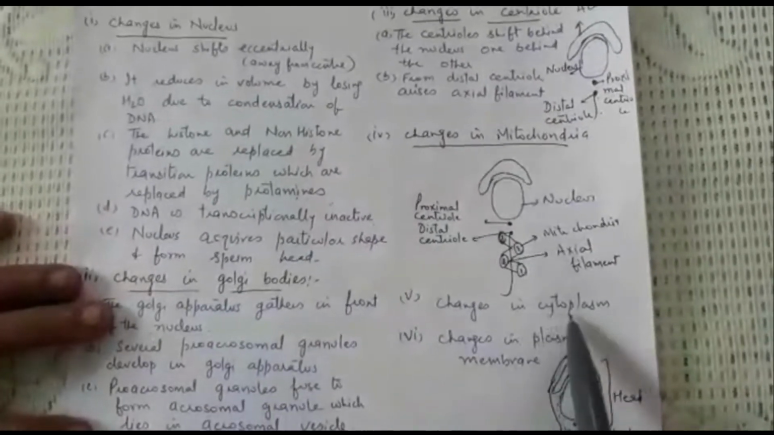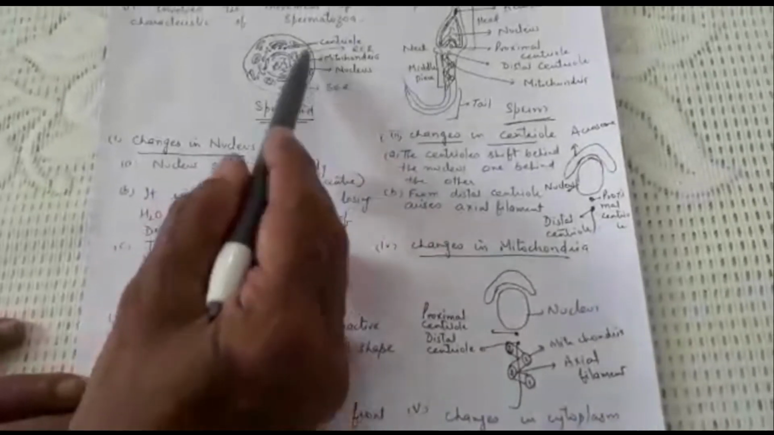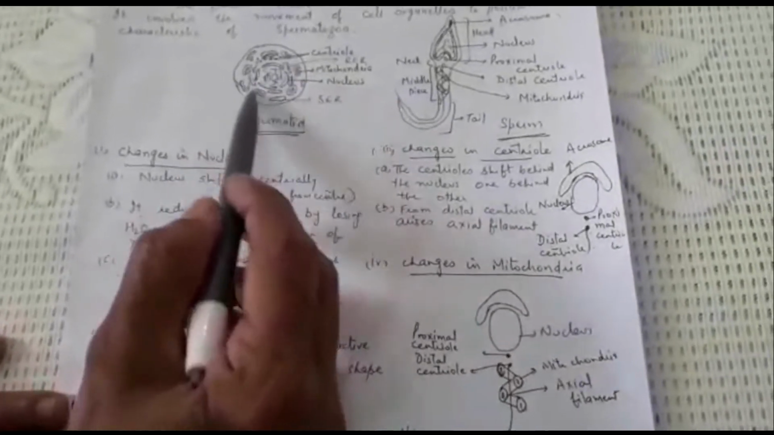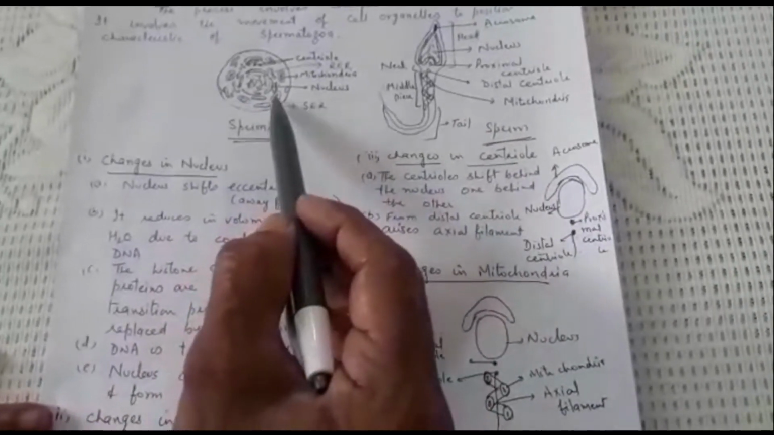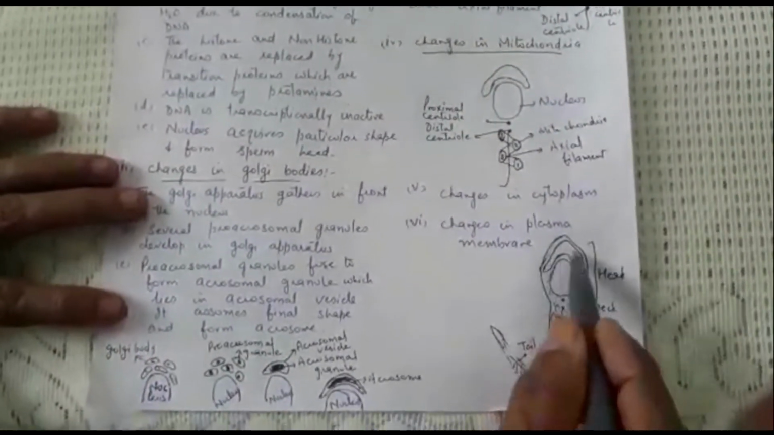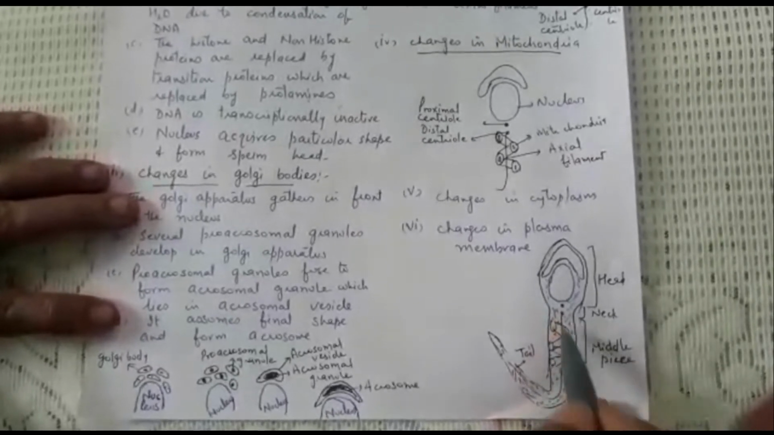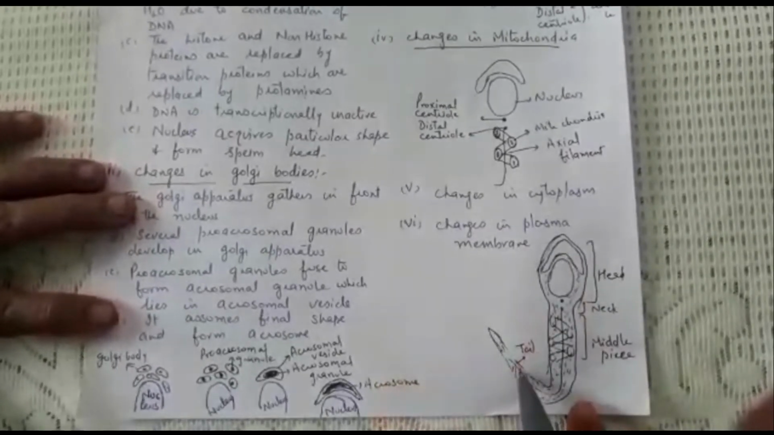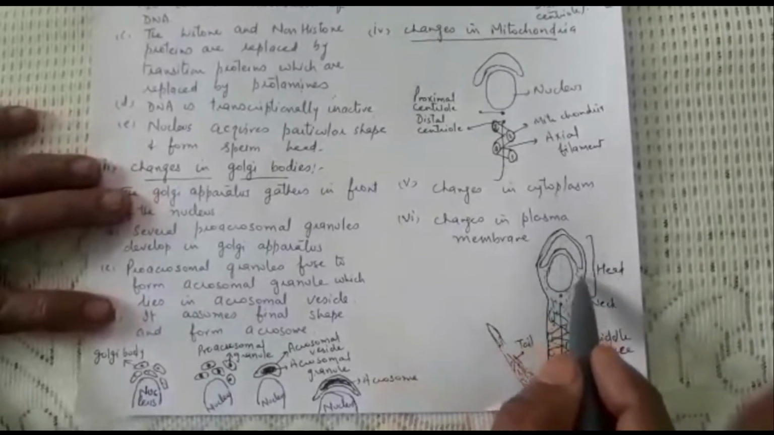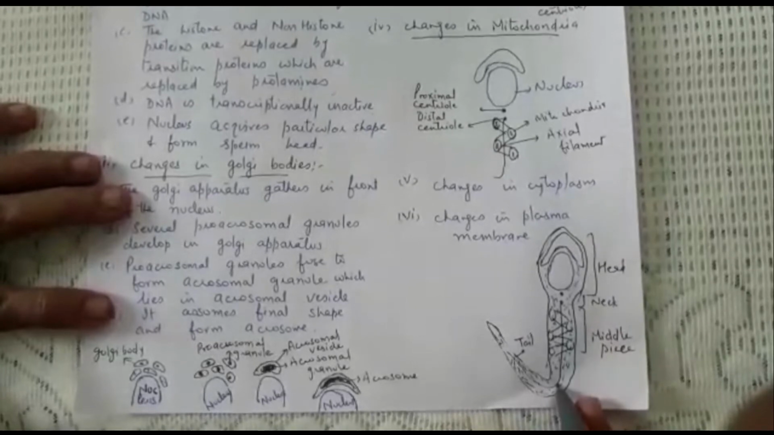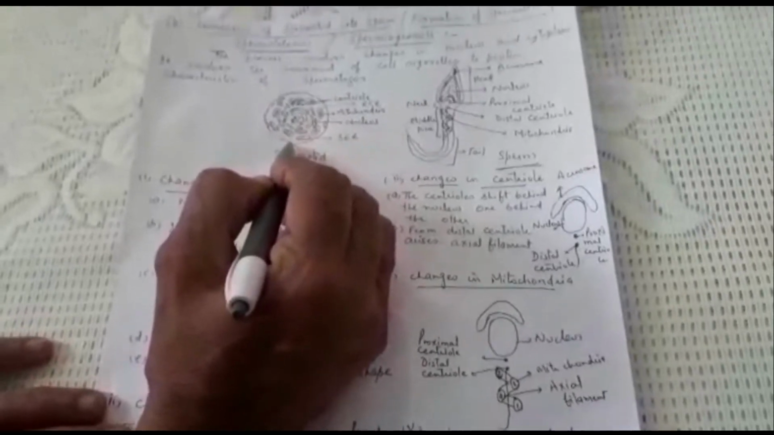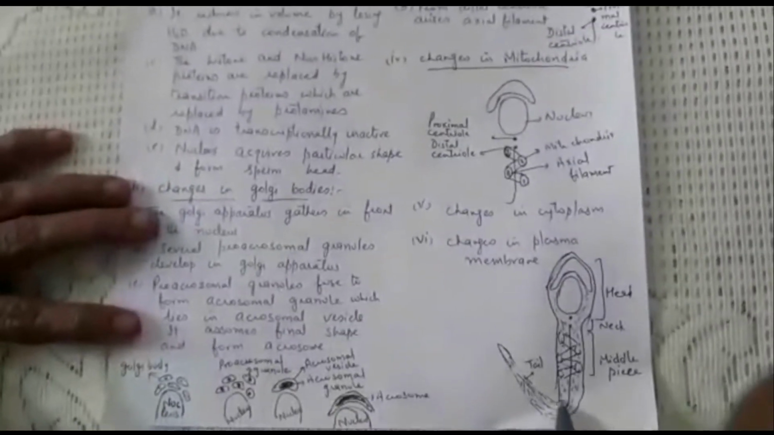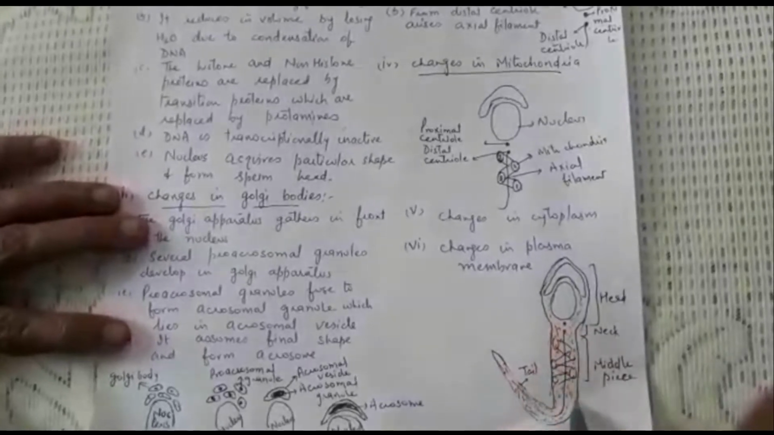Then what is the change that occurs in cytoplasm? In the spermatid, you can see there is a large amount of cytoplasm present, whereas sperm is very light in weight. So a lot of cytoplasm is lost, and a thin layer of cytoplasm is formed around different parts of the forming sperm. Great part of cytoplasm is lost, only a thin layer of cytoplasm is laid down around different parts of the forming sperm. Then the last change, what is the change that occurs in plasma membrane? This plasma membrane elongates, and now it covers all the parts of the sperm.